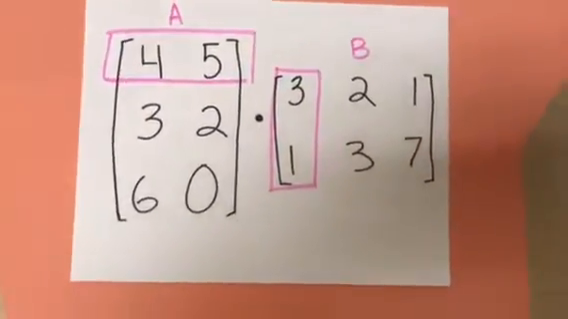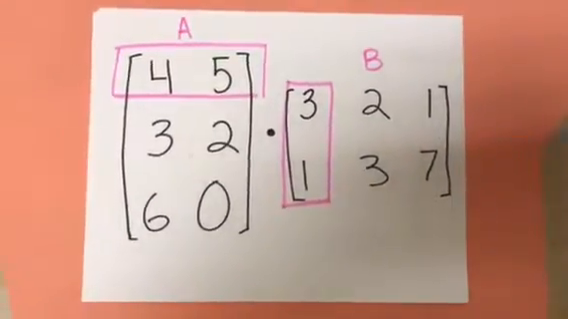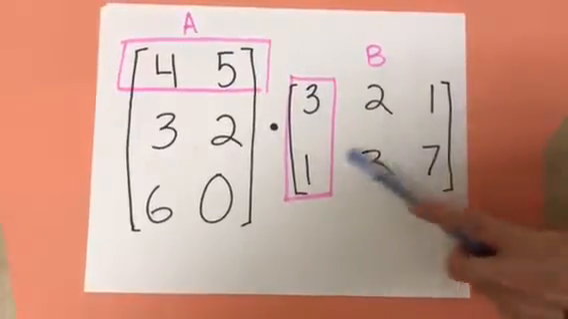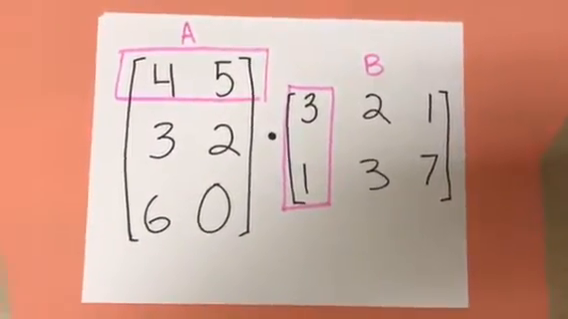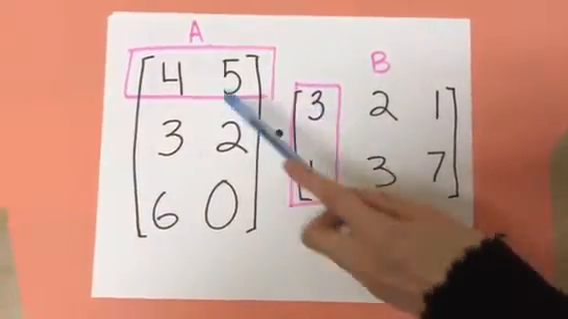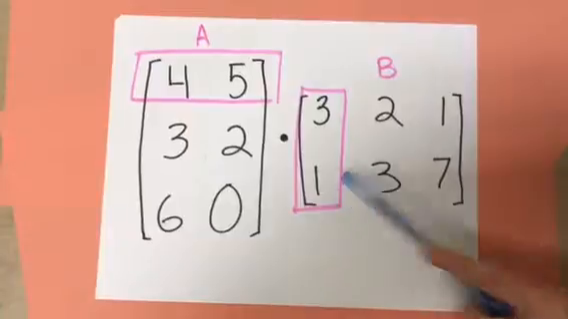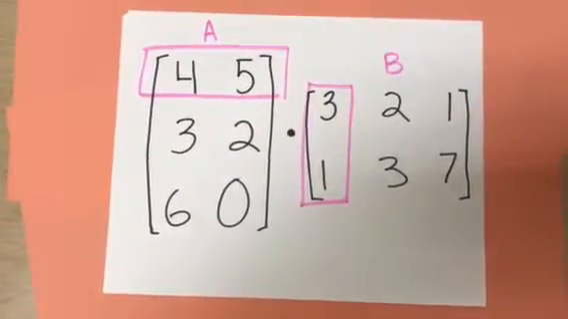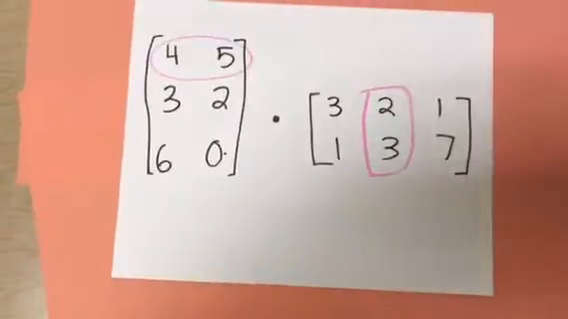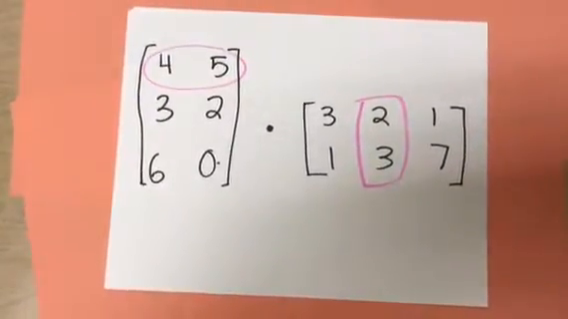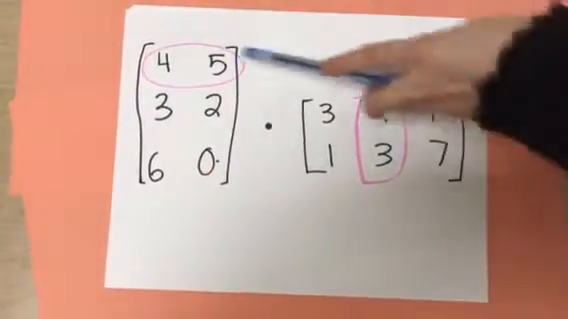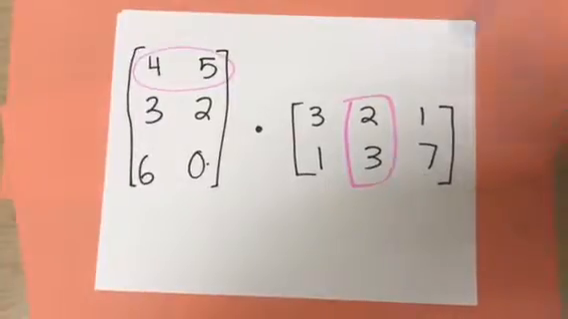To begin the multiplication, we want to multiply the first row in matrix A by the first column in matrix B. So we would do 4 times 3 plus 5 times 1. Then we would move on to the next column and do the same thing. Showing it once again, moving down the line, 4 times 2 plus 5 times 3, and so on.